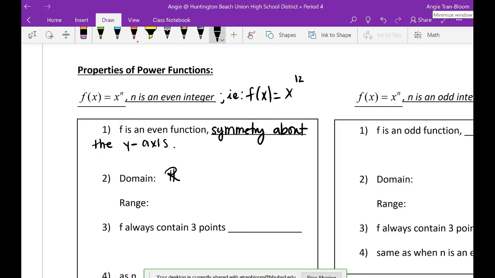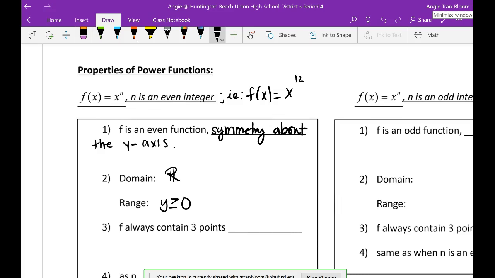What is the range? What happens when you pick negative values for the domain? It's always greater than 0, right? So the range is always greater than or equal to 0.